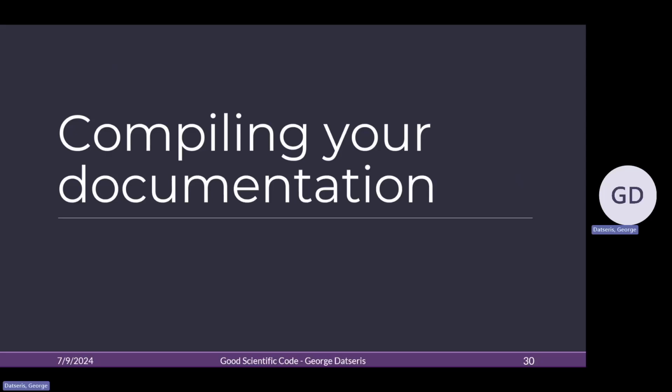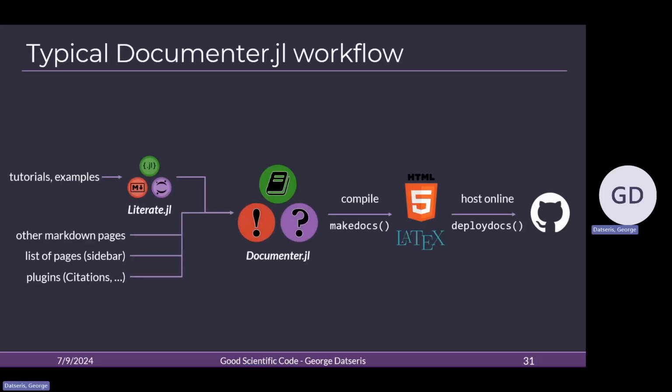So now we go to the part where our work has finally, or will finally, bear fruit, fingers crossed, which is, given this nice text file that you created, we compile it into a nice HTML. So the workflow for using Documenter is that you have your tutorials that are Julia files, you translate them from Literate, and it is one of the inputs to Documenter.